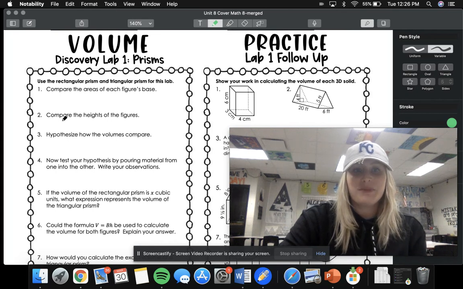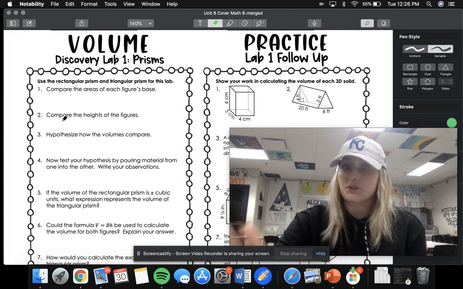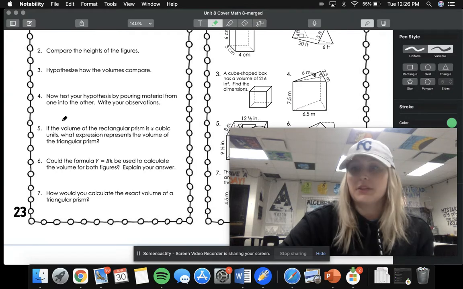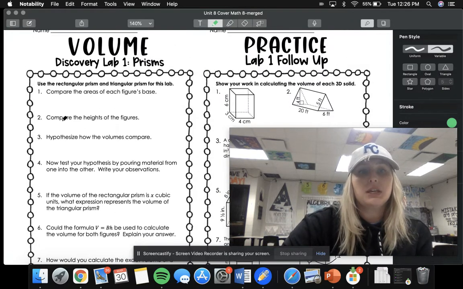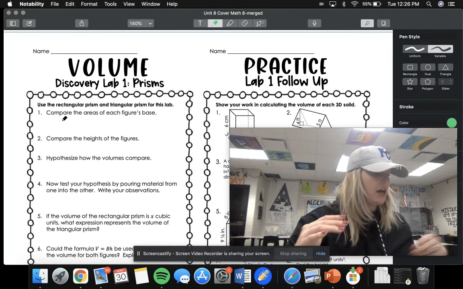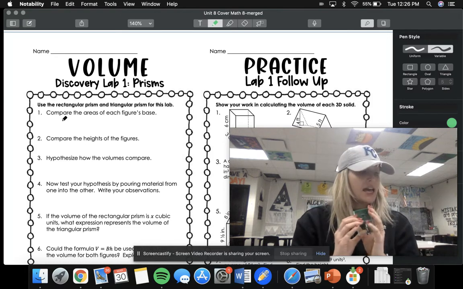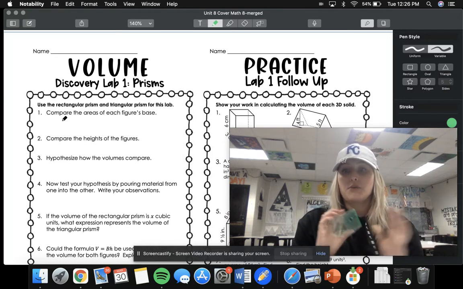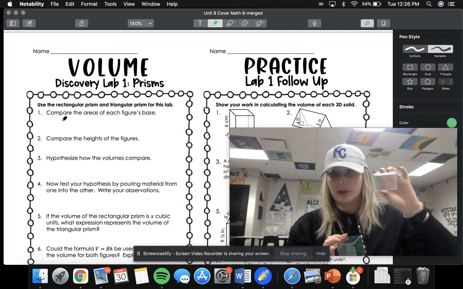Hey guys, today we are going to do a little lab virtually. And so we are on page 23 in our notes, and we are going to focus on rectangular prisms and then see what happens when we are dealing with triangular prisms.